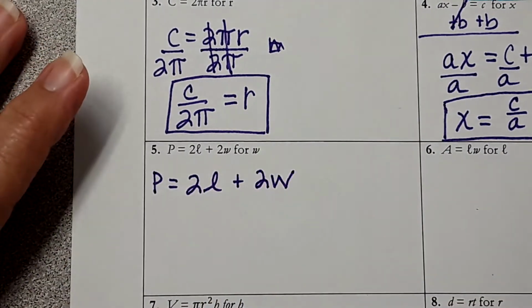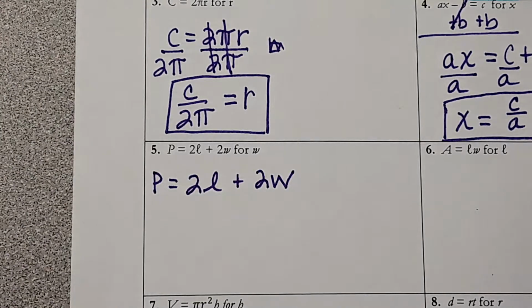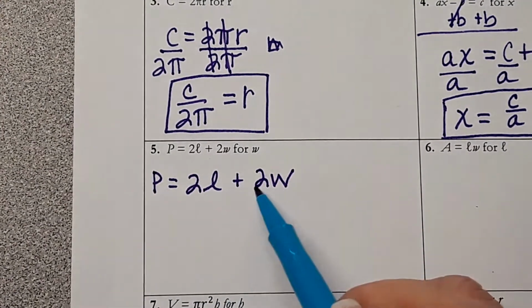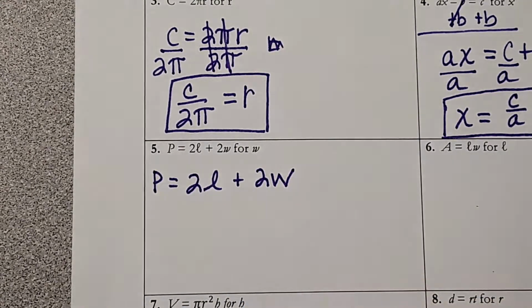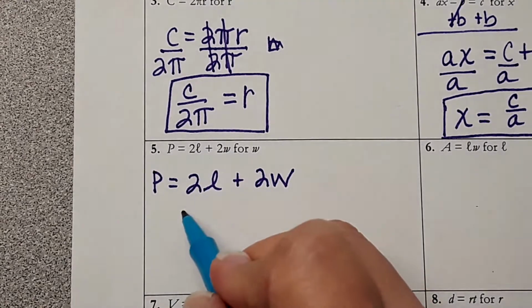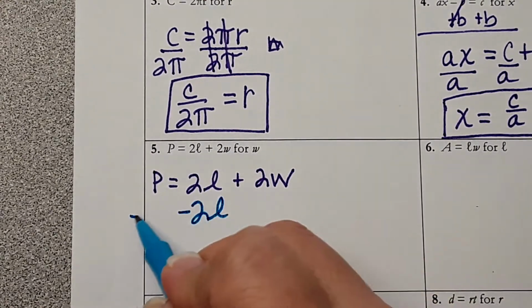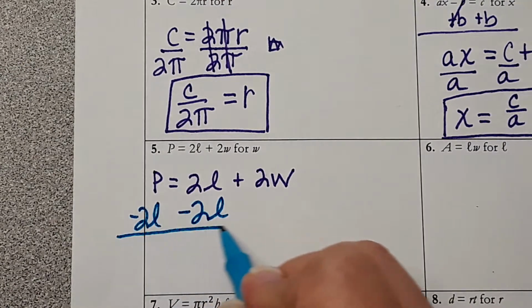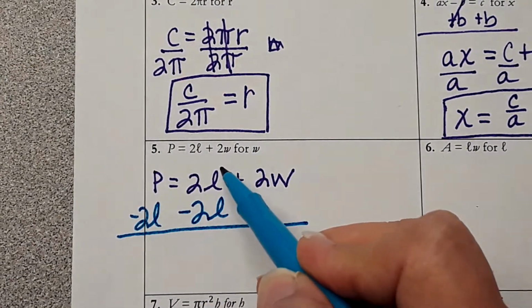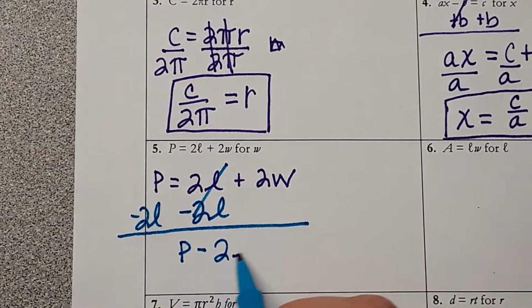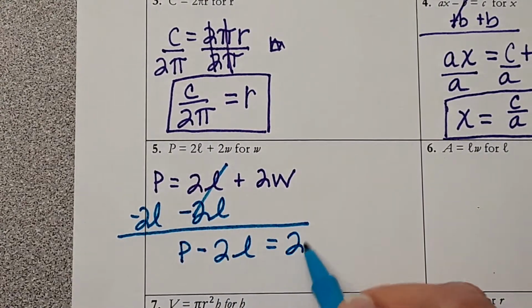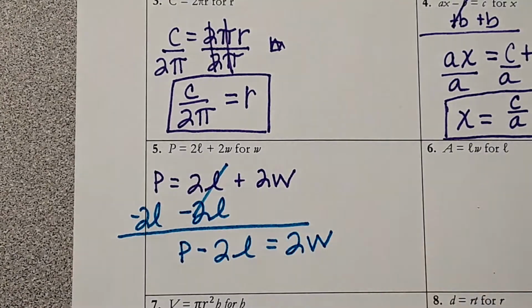Now, we just need to be concentrated on what's being added or subtracted to the w. The 2 right there is being multiplied. This is being added or subtracted, and it's positive. So I want to get rid of the 2L first. So I'm going to subtract that from both sides. These are additive inverses. And I'm left with P minus 2L equals 2W. Always you're adding and subtracting.